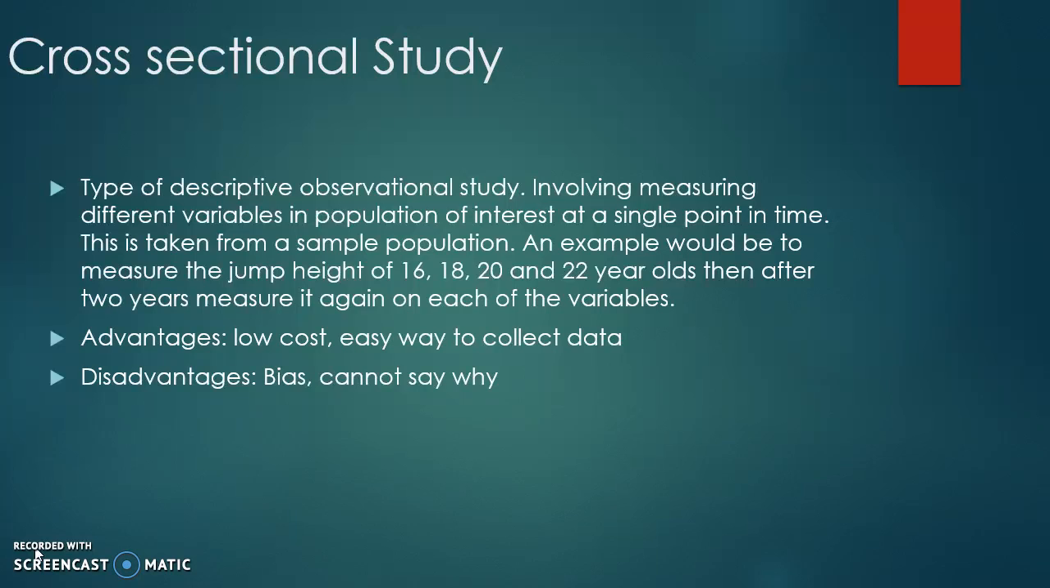An example would be to measure the jump height of 16, 18, 20 and 22-year-olds, and then after 2 years measure it again on each of the variables, but make sure that you're measuring, say, another 16-year-old. It's not always the same person that you're measuring. So say you measured one 16-year-old, you don't have to measure them when they hit 18, or a 22-year-old after those 2 years, you don't measure them when they're 24.